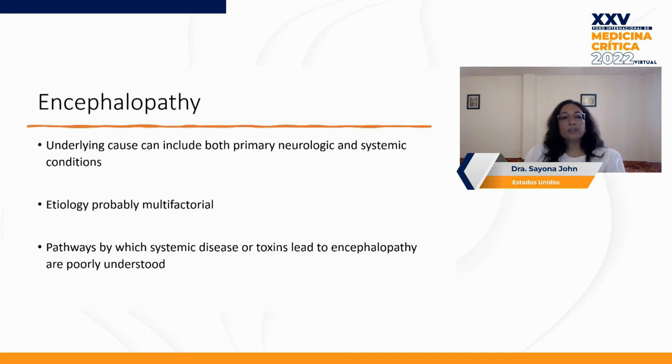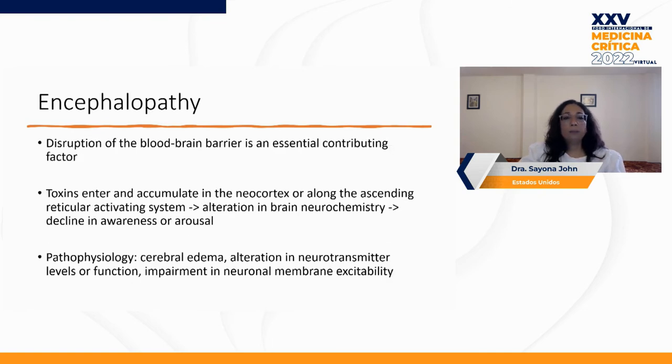So it is important to recognize that encephalopathy can be caused both by a primary neurological illness as well as a systemic illness. Generally speaking, the etiology is probably multifactorial, and the pathways by which the systemic disease or toxins lead to encephalopathy are poorly understood. But in patients that develop encephalopathy, the belief is that the blood-brain barrier is affected, that it's disrupted, and that is an essential contributing factor to the development of encephalopathy.